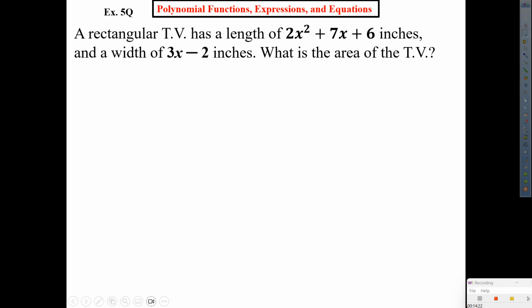Do this one by yourself. Copy that one on your paper, and it reads, a rectangular TV has a length of 2x squared plus 7x plus 6 inches and a width of 3x minus 2 inches. What is the area of the TV? Do that one by yourself. Copy and go. Enlighten us with the answer. Check with your neighbor, see what they got. Make sure they got the same process as you.